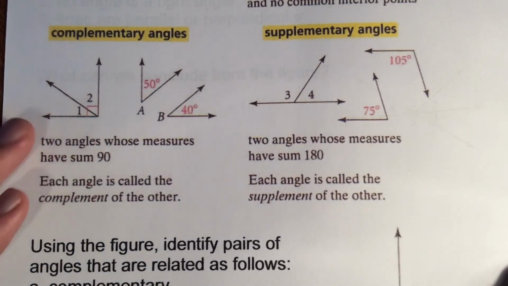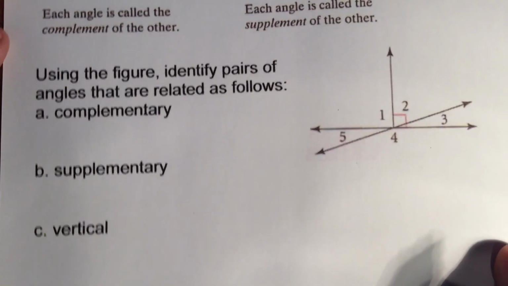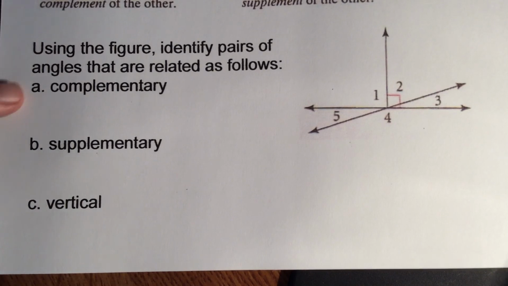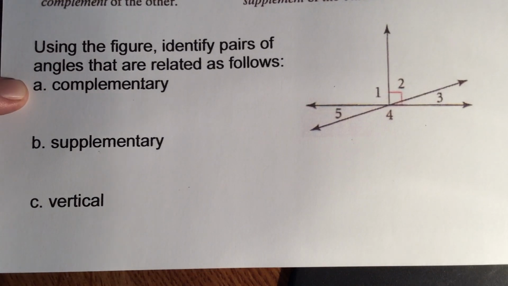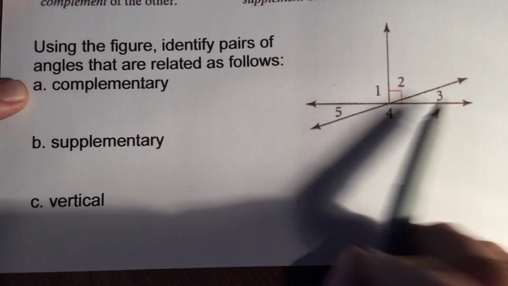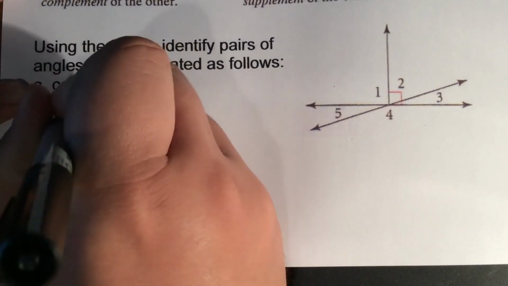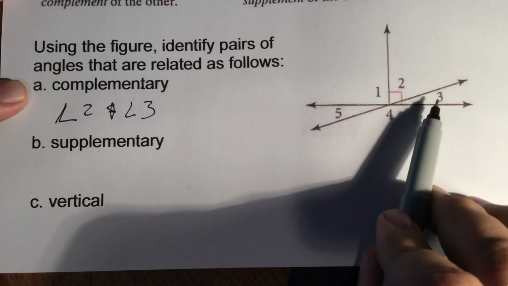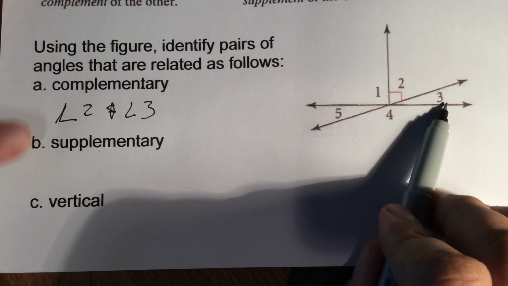So, knowing that and using this figure, we're going to show some examples of each. First, a set of complementary angles. Complementary means adds up to 90. Well, we only have one here with the box, and that involves angles 2 and 3. So angle 2 and angle 3 would be complementary.